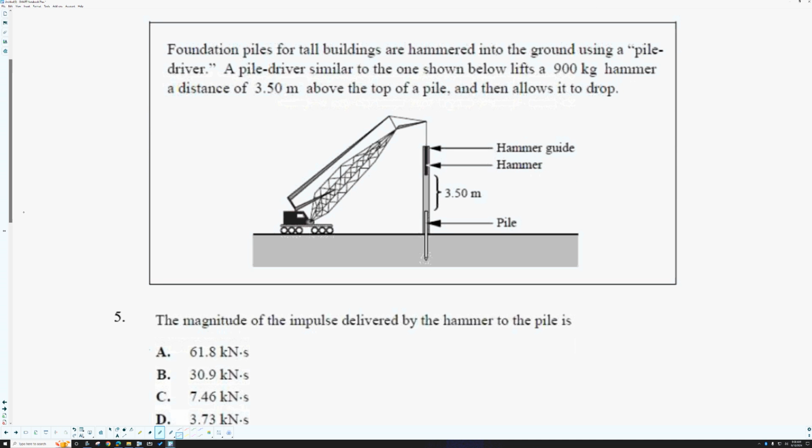Foundation piles for tall buildings are hammered into the ground using a pile driver. The pile driver is similar to the one shown below, with a 900 kilogram hammer a distance of 3.5 meters above the top of the pile, and then it's allowed to drop. So we drop the hammer 3.5 meters, the hammer falls, and then it hits the pile. And the hammer's going to stop after it hits the pile. What's the magnitude of the impulse delivered by the hammer to the pile? Now, we're going to say delta P is equal to M times delta V for this.